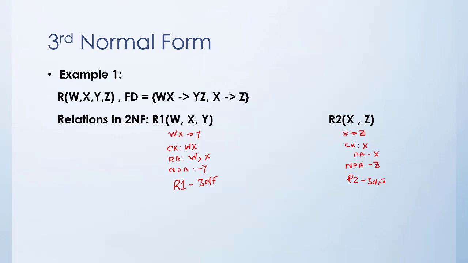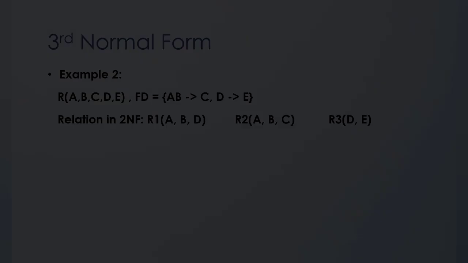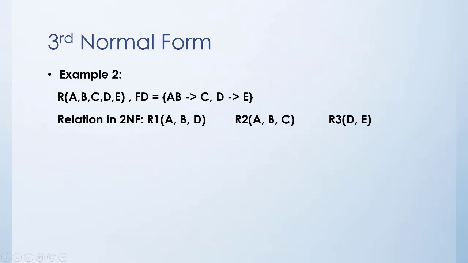Now come to the second example. Here we have discussed in 2NF that R(A, B, C, D, E) is a relation with the attributes A, B, C, D, and E, with the functional dependencies AB determines C and D determines E. The candidate key was ABD. The relation was not in 2NF, so we decomposed it into three relations so that all three are in 2NF. Now let us discuss whether it is in 3NF or not. We have ensured that it is in 2NF, so let us check whether there is any transitive functional dependency or not.